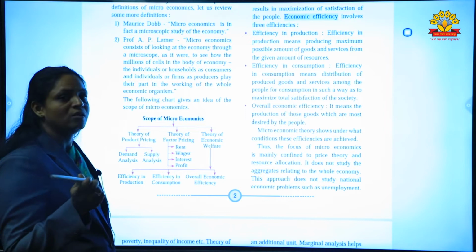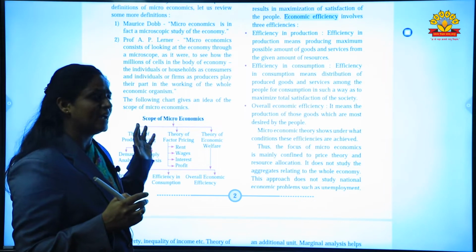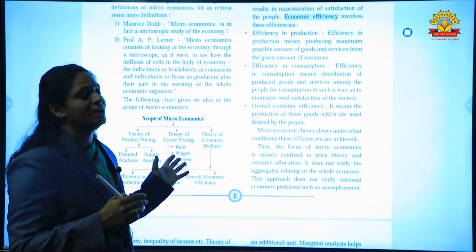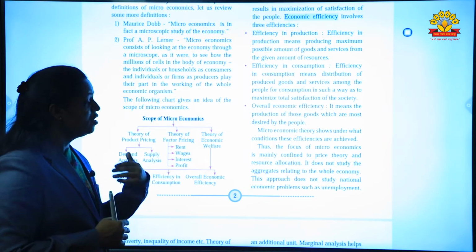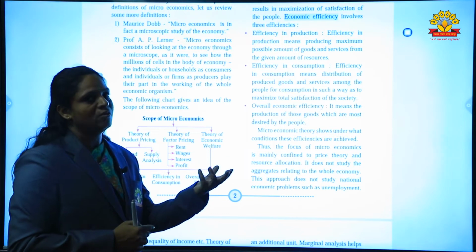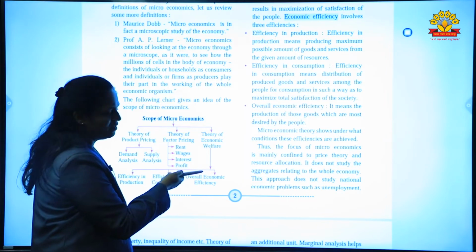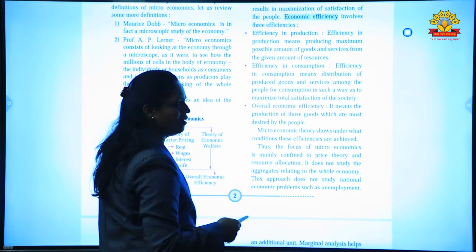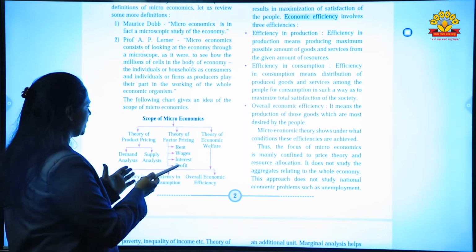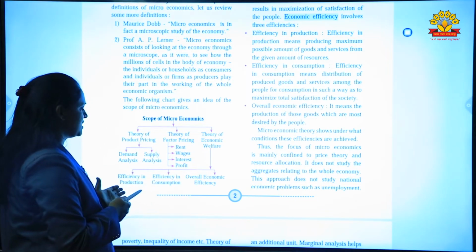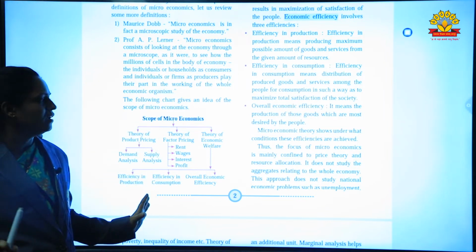Theory of factor pricing includes four factors of production, that is land, labor, capital, entrepreneur. Whenever you use these four factors of production in your organization, you have to pay rewards to them in the form of rent, wages, interest, and profit. Theory of economic welfare. Welfare is the word used for the society, the well-being of the people. Economic welfare also consists of efficiency in production, efficiency in consumption, and overall economic efficiency.